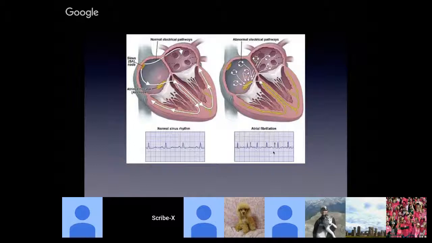This pattern down here is irregularly irregular. But the QRS complexes, note, have similar morphology. So they look the same, nice and narrow. That's AFib.